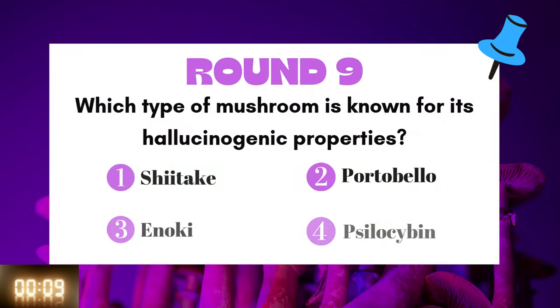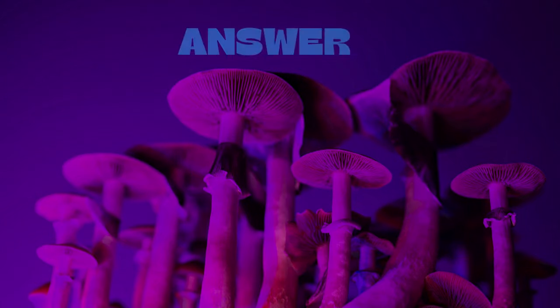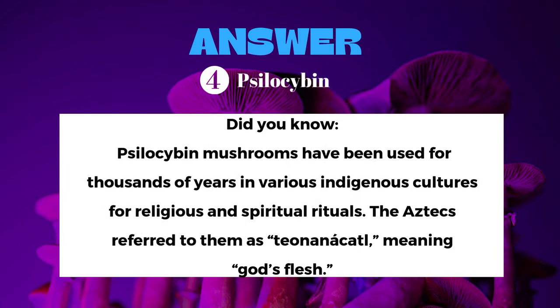Round 9. Which type of mushroom is known for its hallucinogenic properties? The answer 4. Psilocybin.